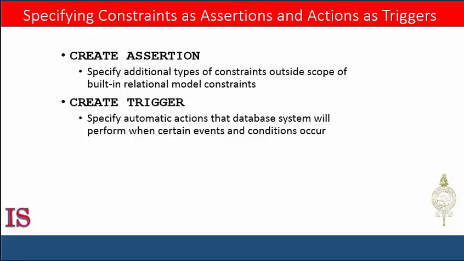Create assertion can be used to specify additional types of constraints that are outside the scope of the built-in relational model constraints of primary key, unique key, entity integrity, and referential integrity that we talked about earlier. Those built-in constraints can be specified within the create table statement of SQL. Create trigger may be used to specify automatic actions that the database system will perform when certain events and conditions occur. This type of functionality is generally referred to as active databases.